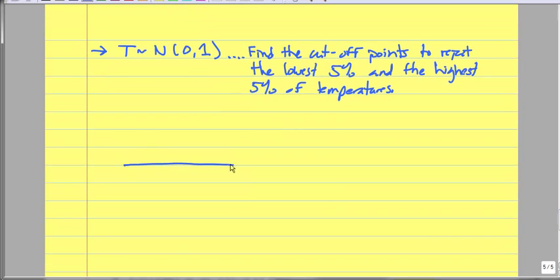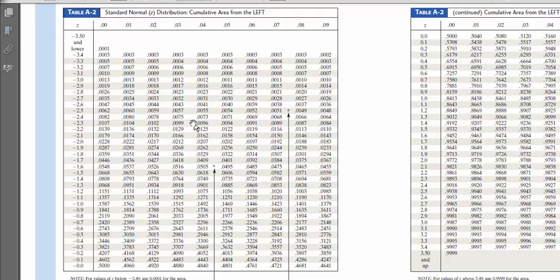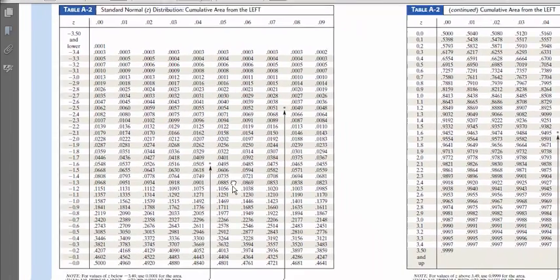So if we look at our curve sketch, we know our mean is still 0 because that's given here, 0, 1. Now, what about this upper and lower 5% business? Well, what that's telling me is the upper 5% of temperatures I want to throw out, and the lower 5% of temperatures I want to throw out. So I'm looking for the z value that gives me that. Now this lower one is going to be easy to find because the area to the left is 0.05. So let's go ahead and grab our normal tables here. And we're looking for 0.05 on the inside.